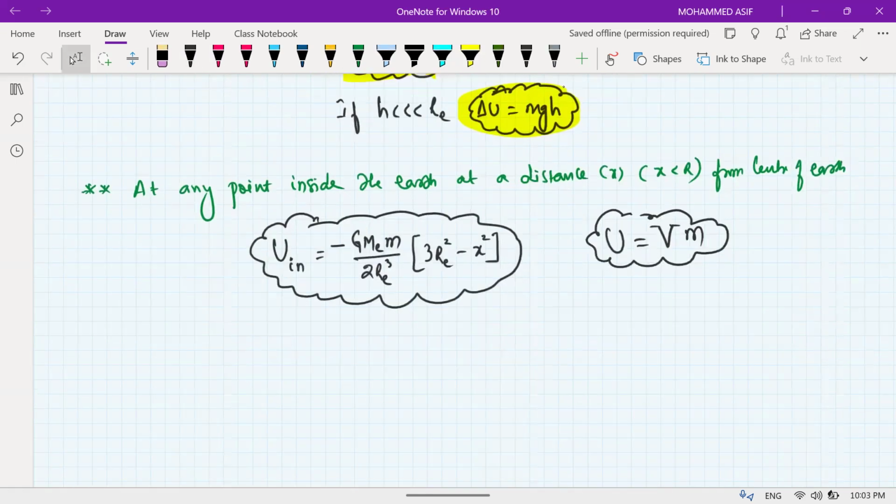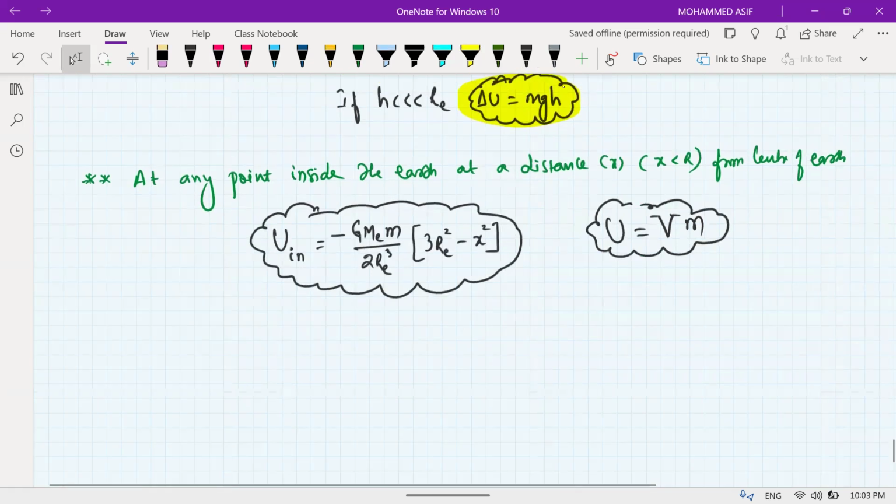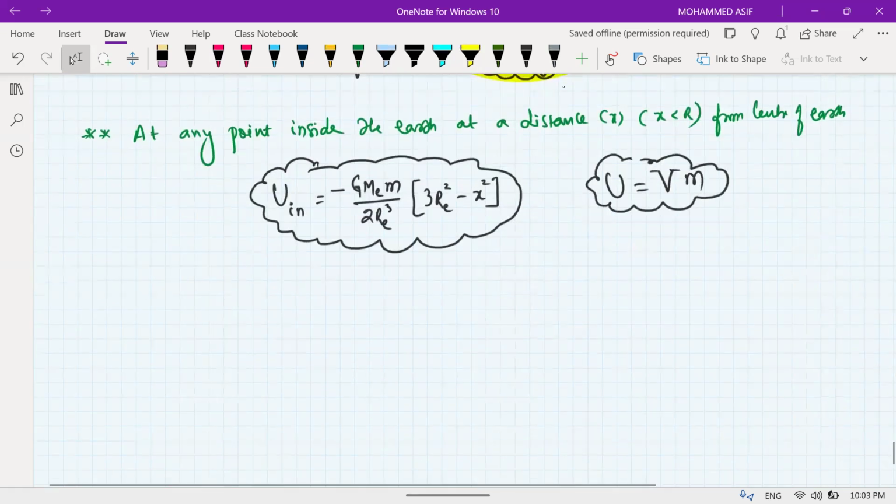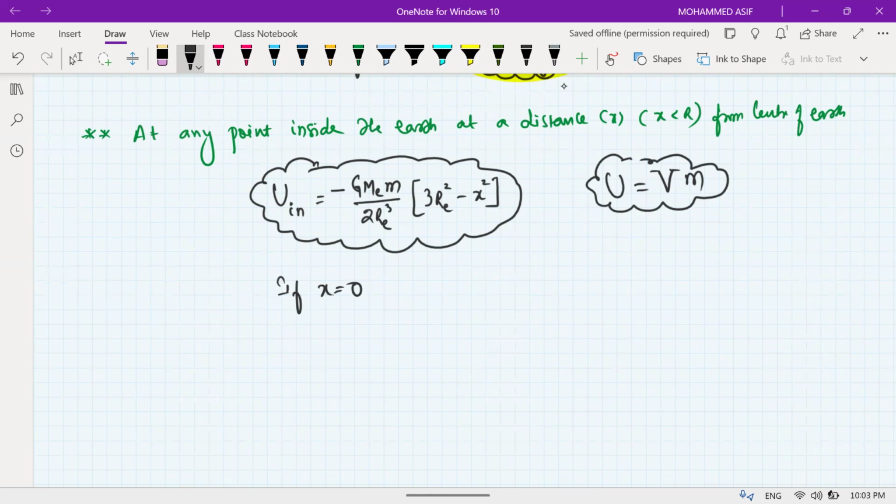Now tell me what will be the gravitational potential energy when it is maximum, where x is equal to infinity. Now tell me if x is equal to 0, what will be the answer? If x is equal to 0, that means at the center of earth. Potential energy at the center of the earth will be equal to minus 3 capital G, capital M into small m divided by 2 times the radius of the earth.